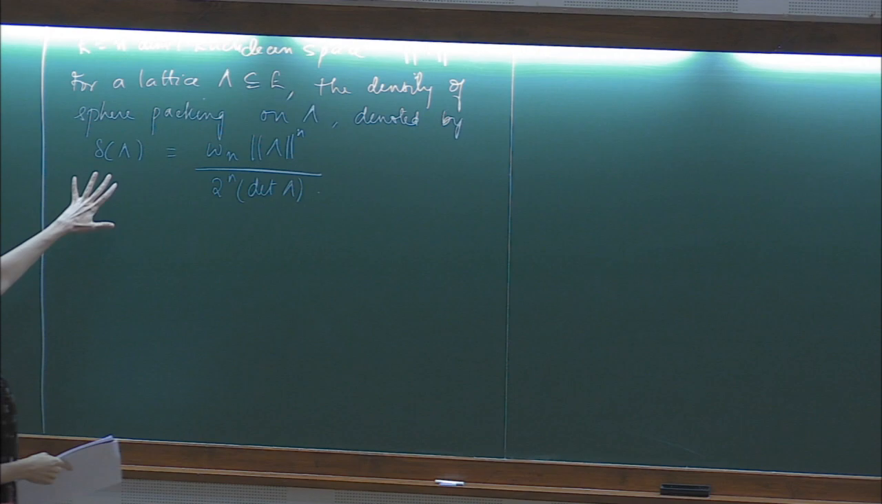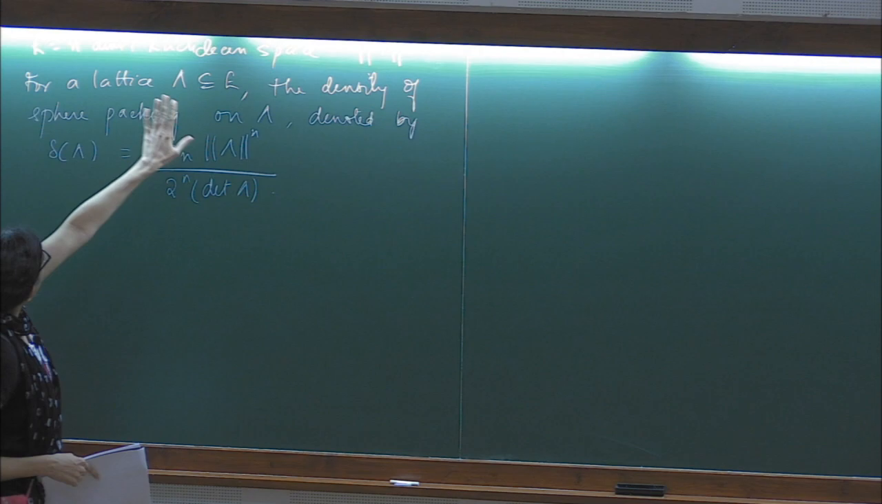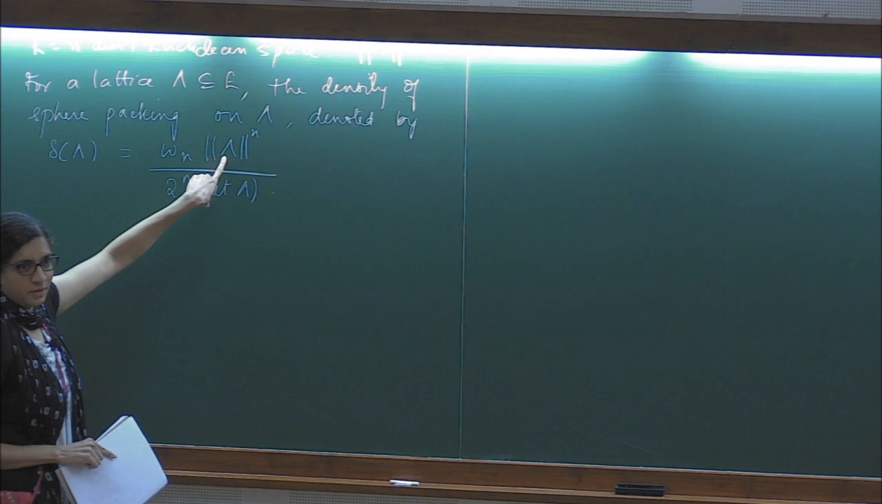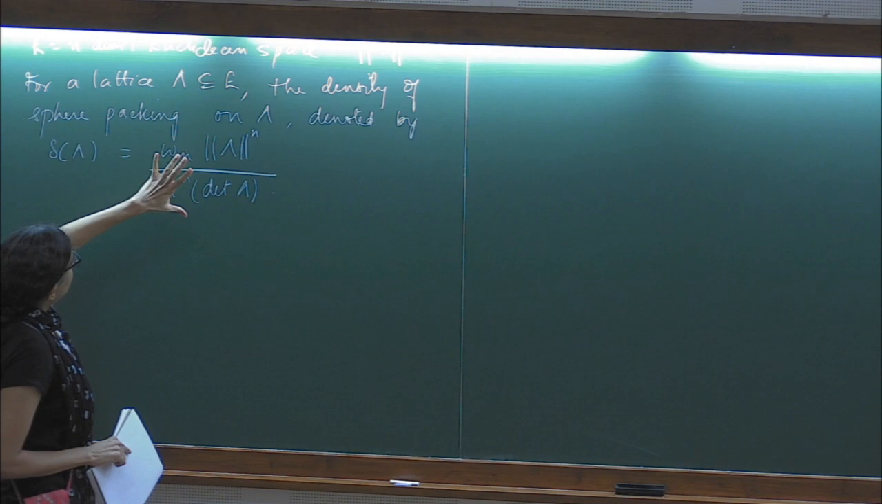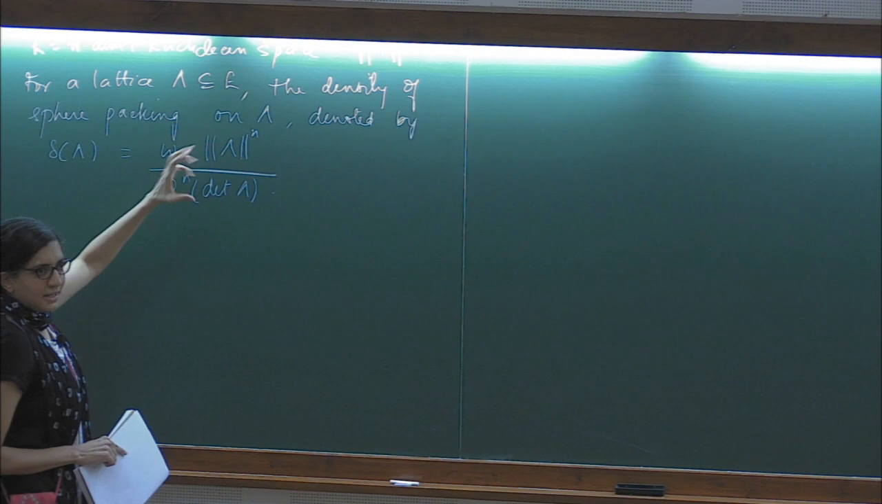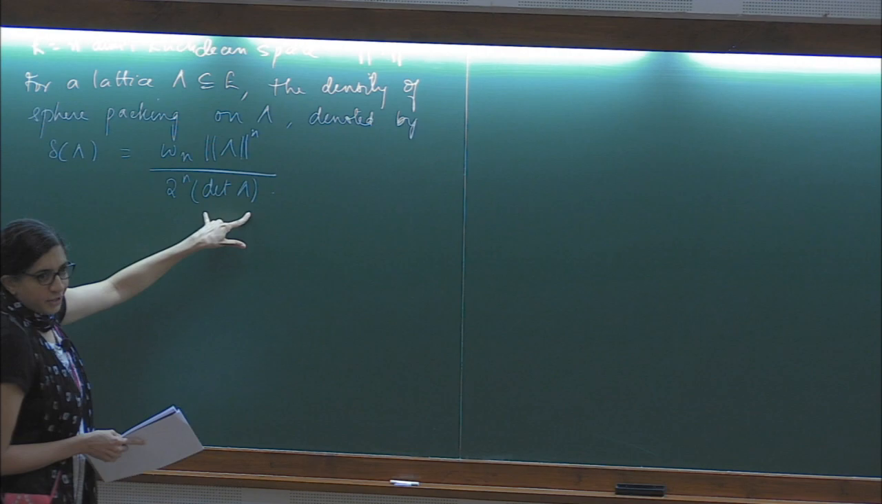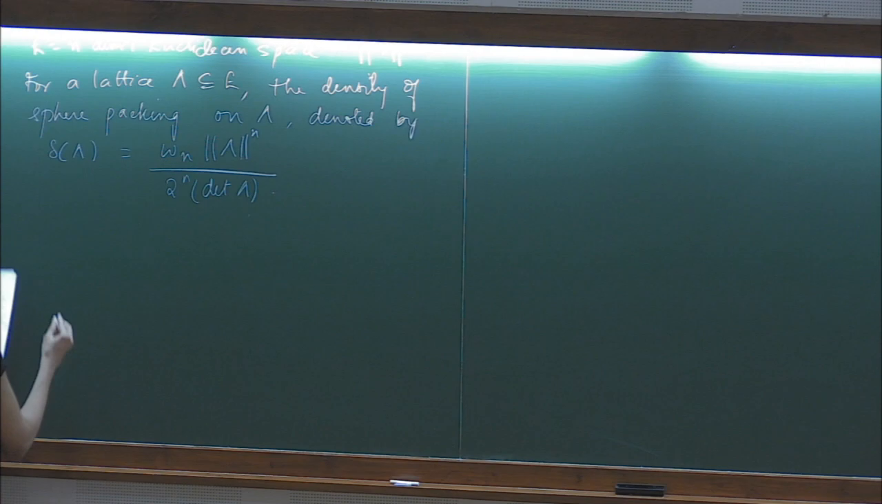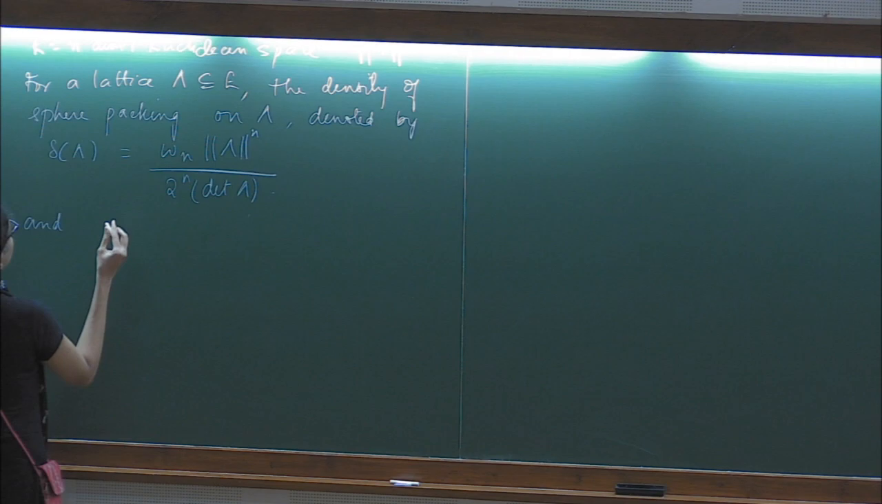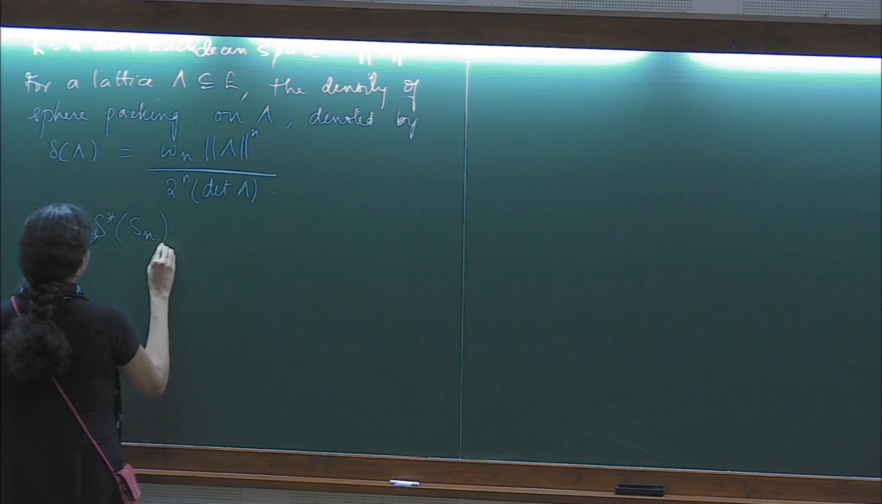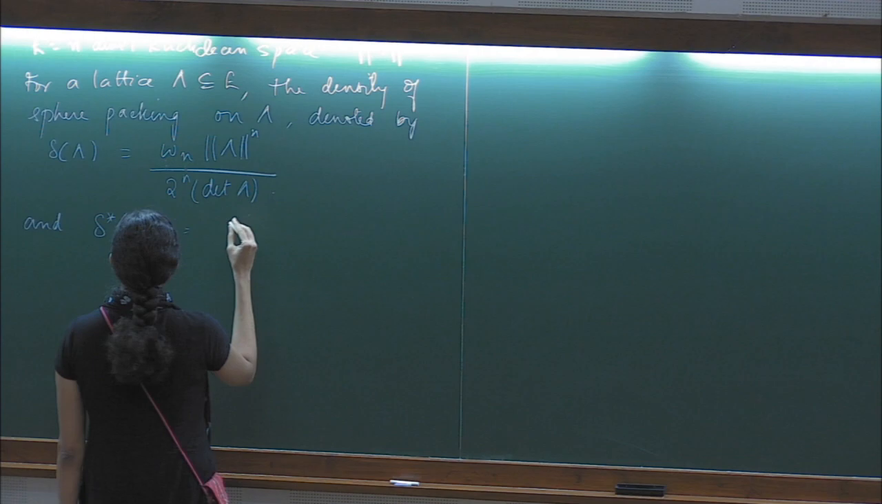Abhinav gave this yesterday essentially. This is the norm of lambda, which is the smallest possible norm of a vector in lambda. And so a sphere of radius norm lambda over 2 is the largest possible sphere that you can put on the points of lambda. So this is the volume of this sphere divided by the volume of the fundamental region. Here omega n is the volume of the n-dimensional unit ball. Delta star of Sn is the supremum over all lattices lambda of delta of lambda.